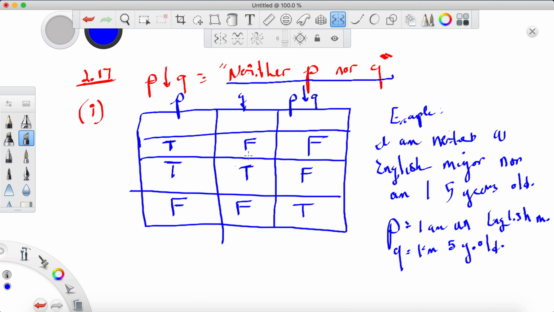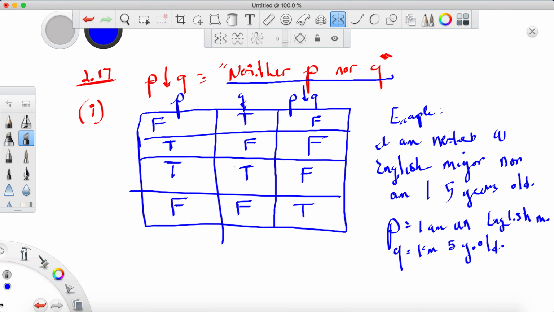Okay, and then by symmetry, if this is true, it doesn't matter what P is. It's like saying, okay, well, if I was 5, then the whole statement would be false. A 5-year-old could not honestly say, I am neither an English major nor am I 5. Okay. So we can put false here as well, and this whole thing is false.